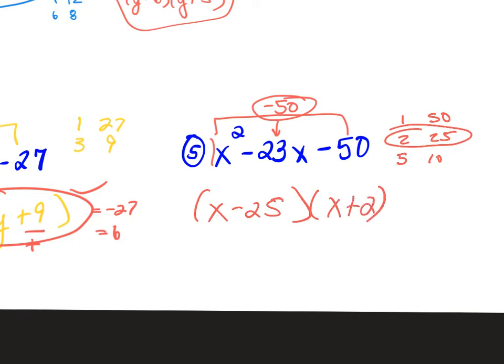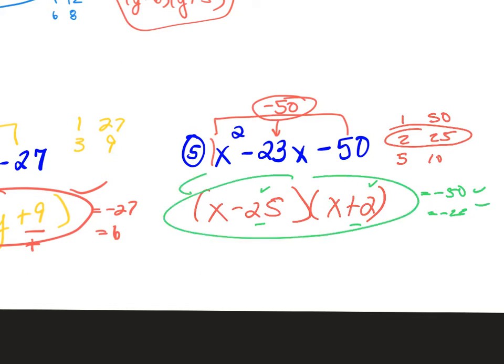Check. -25 times 2 is -50. -25 plus 2, -23. We're good. FOIL it back out, and you'll get that same answer up there. Questions?